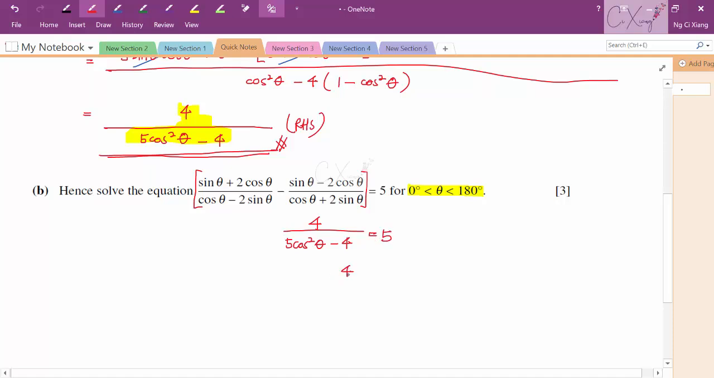All right. And then I bring the cos square theta minus 4 up.